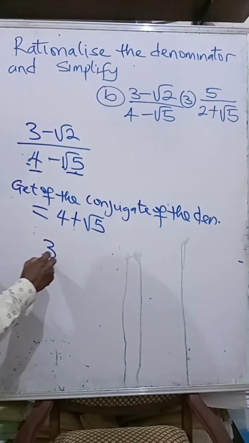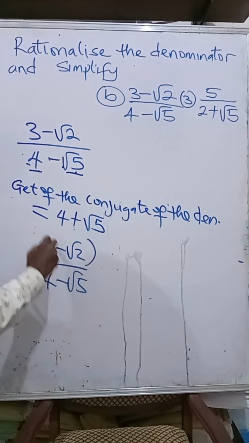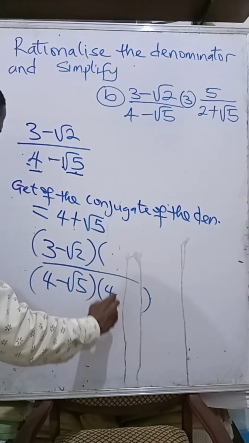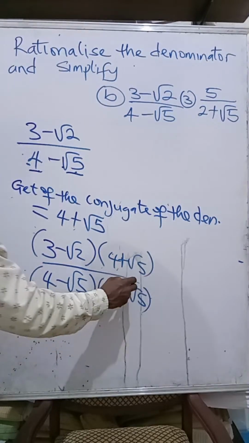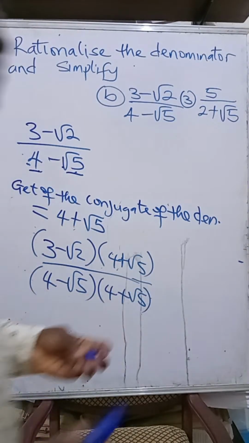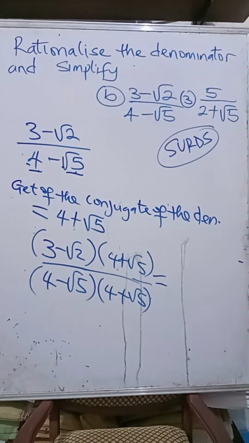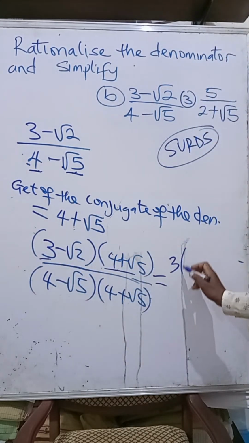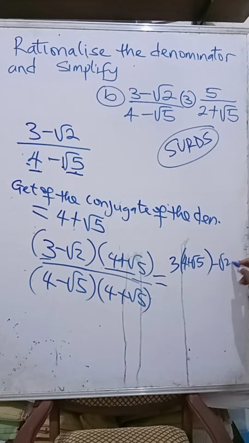Then write your question again, and use the conjugate to multiply both the top and the bottom. You have 4 plus root 5. So use the conjugate of that denominator to multiply the top and the bottom. And that will be equal to 3, the first one, times the whole of the brackets, 3 times 4 plus root 5. Then minus root 2 times 4 plus root 5.